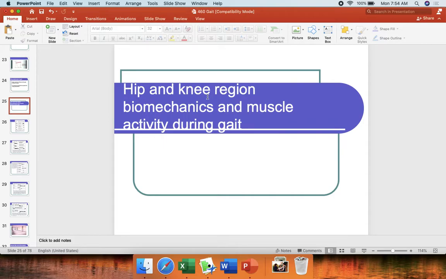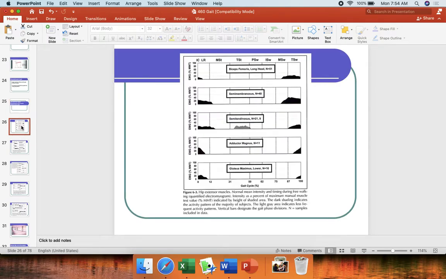Covering the hip and knee region, biomechanics, and muscle activity during gait. So we're just coming out of the video talking about the pelvis biomechanics. Now we're going to move in, and the first thing I wanted to look at here is muscle contractions in the upper leg during walking.